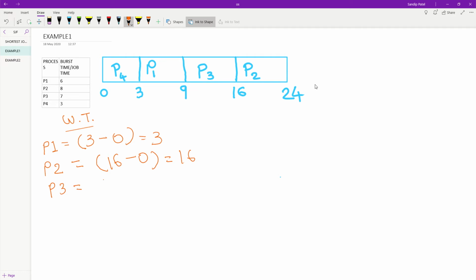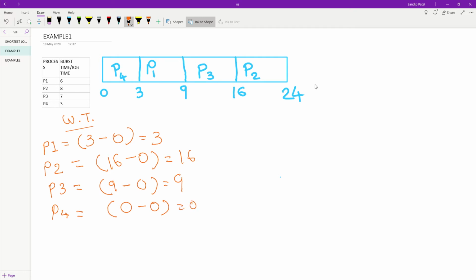Next P3, the first response is generated at 9 milliseconds and it arrives at 0 milliseconds. So it is 9 milliseconds, right? And P4 arrives at 0 milliseconds, but the first response is also generated at 0 milliseconds, so it is 0 milliseconds. Ready?